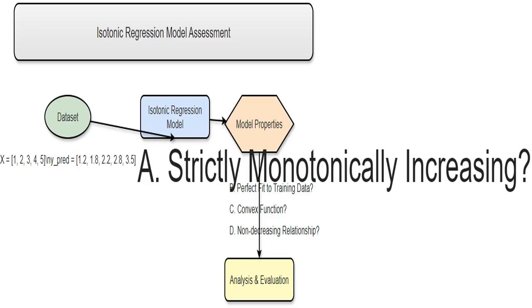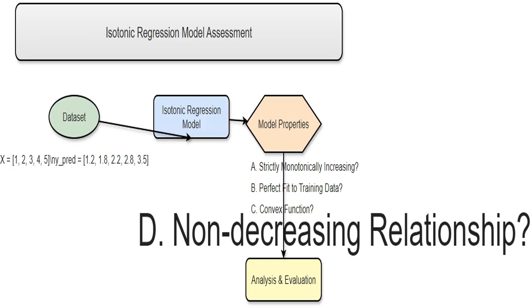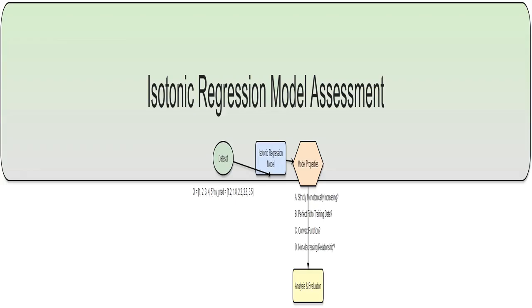A convex function curves upwards. Isotonic regression doesn't ensure this. It only guarantees a non-decreasing trend. The model output might not always curve upwards. Yes, this is the key property of isotonic regression. As x increases, y_pred also increases or stays the same. It never decreases. The provided dataset contains input features, x, and their corresponding target values, implied in the y_pred values.